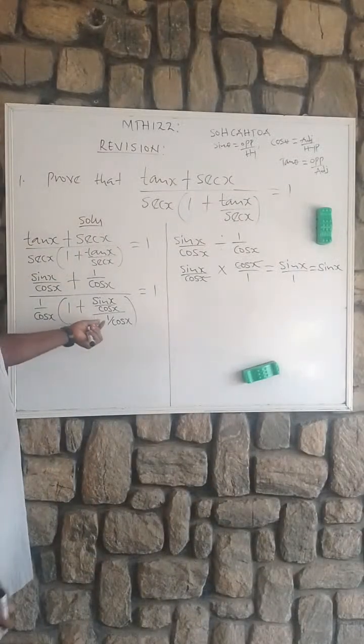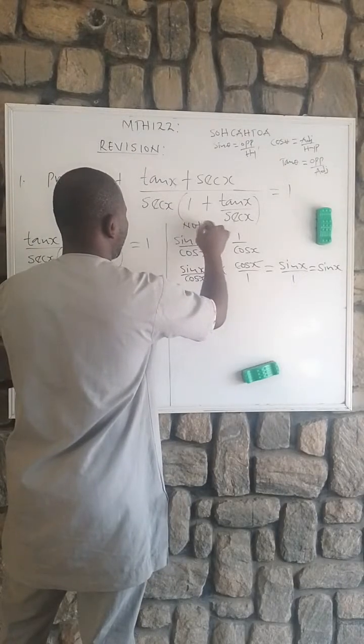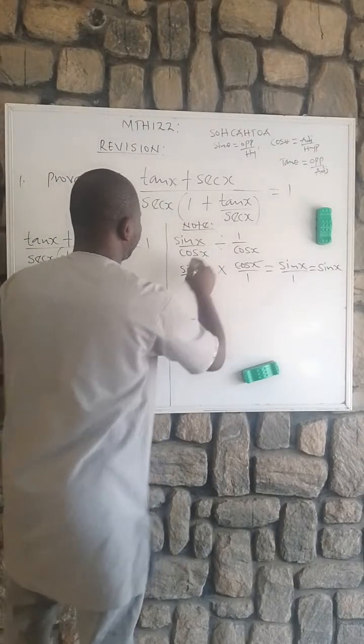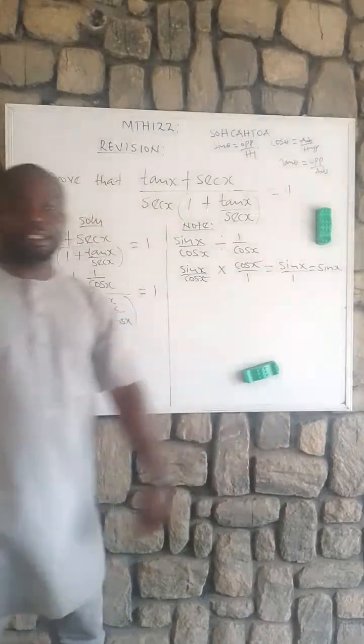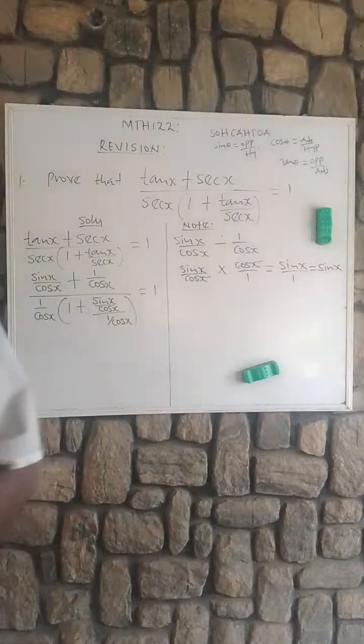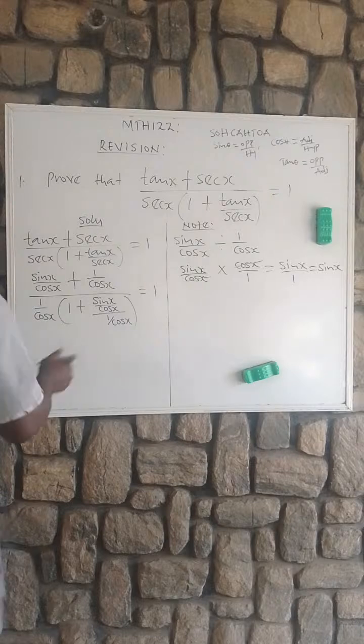So it means, note that the whole of this is equal to what? Sine x. Do you understand? Are you following? Okay. So far, so good.